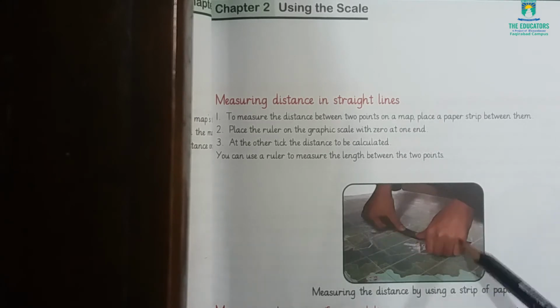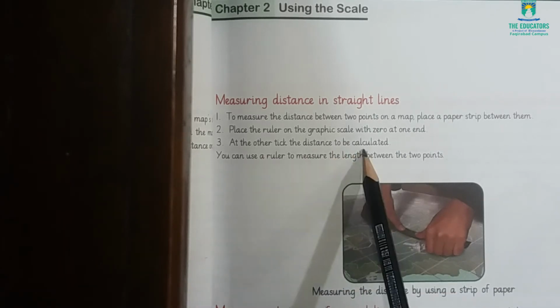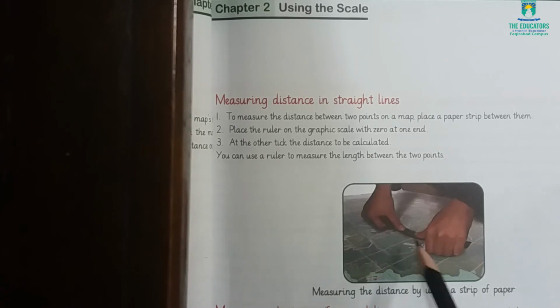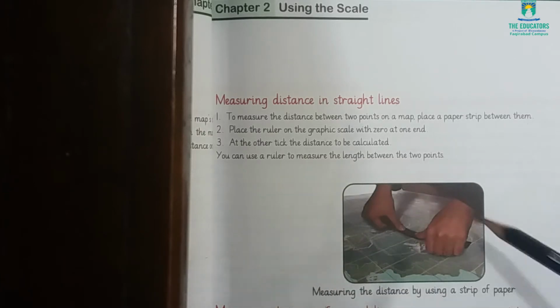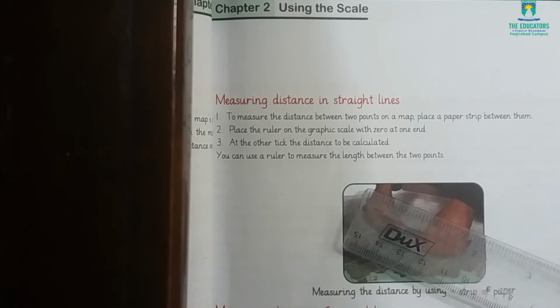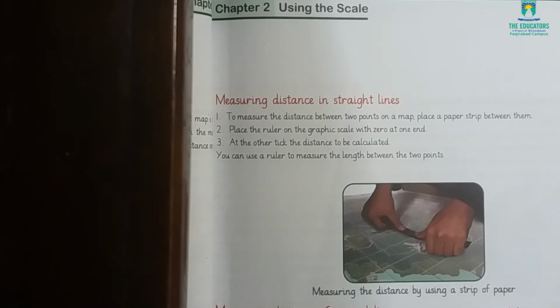As you can see, this person is holding a ruler or scale, or he is using a paper strip. So this is one point, this is the other point. At the other tick, the distance is to be calculated. For example, the distance from one point to another will be 10 kilometers or 20 kilometers. So it is very easy to calculate the distance on such a straight line. You can use a ruler to measure the length between 2 points. Now this is a paper strip. If we keep a scale on this paper strip, we can easily calculate the distance on the map. This is one method, and it is the easiest method.